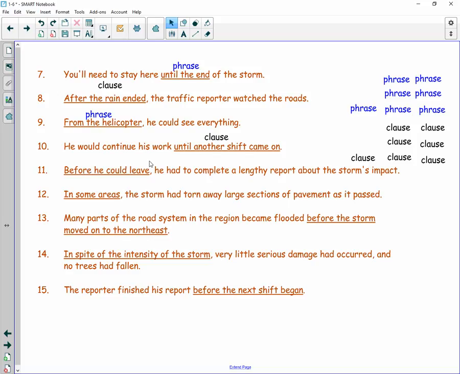Before he could leave, leave is a verb, that's a clause. In some areas, no verb, that's a phrase. Before the storm moved on to the northeast, moved is a verb, so that is a clause. In spite of the intensity of the storm, none of those words are verbs, so that is a phrase. The reporter finished his report before the next shift began. Began is a verb, so that is a clause.